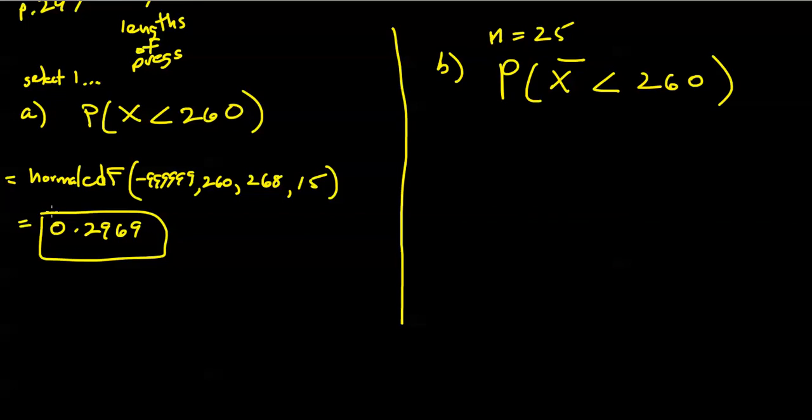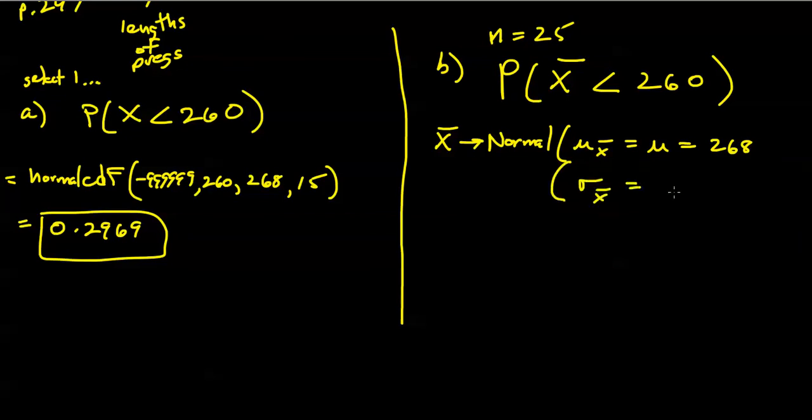In part B, we randomly select 25. Again, by the central limit theorem, sample means are normally distributed. The mean of the sample means equals the population mean, which here is 268. The standard deviation of the sample means is going to be your original SD divided by the square root of the sample size. And here that's 15 divided by the square root of 25.